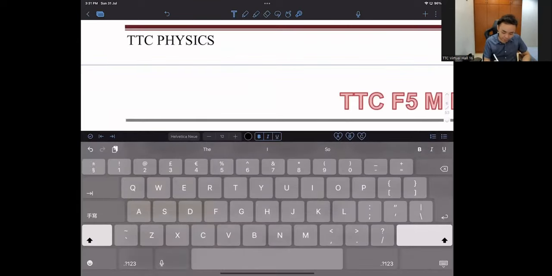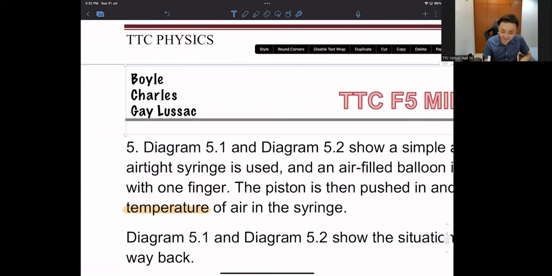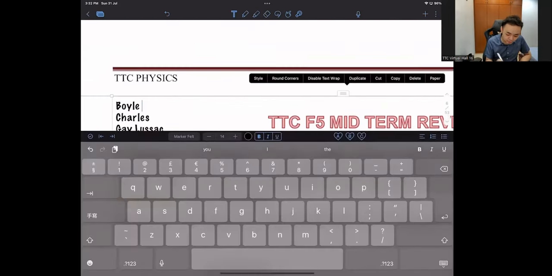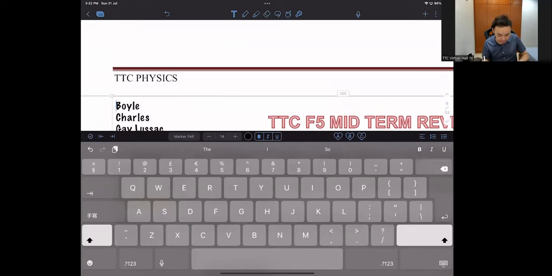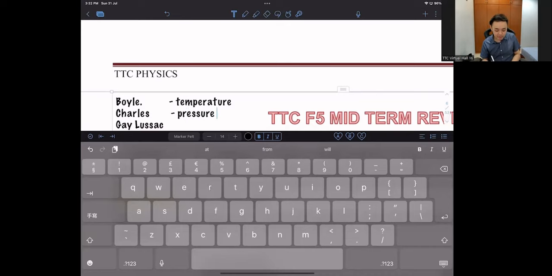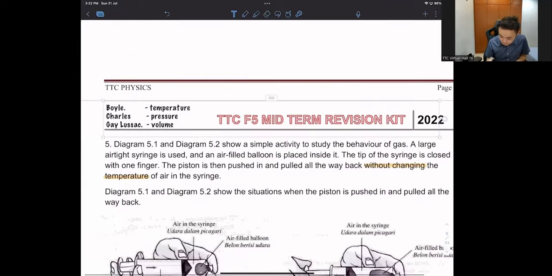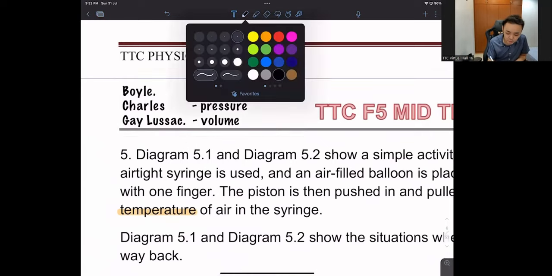Okay, so in total you have three things: Boyle's law, Charles' law, and Gay-Lussac's law. One by one. For Boyle's law, what is the constant? Temperature, yes. Charles? Charles is pressure. And lastly, Gay-Lussac is volume. Correct. If you remember the pizza man I taught you before, then this is the easy way.